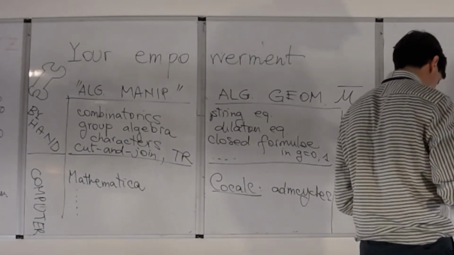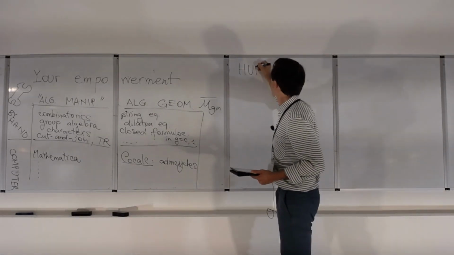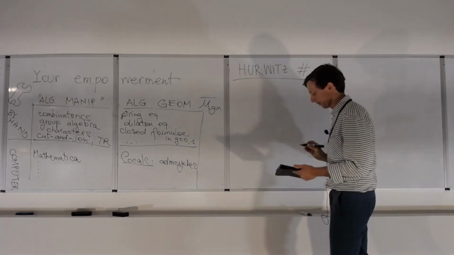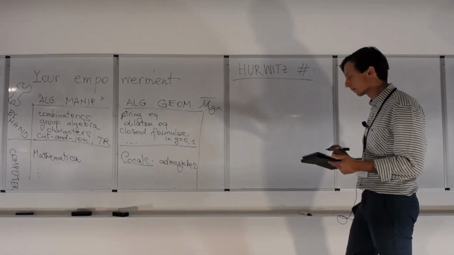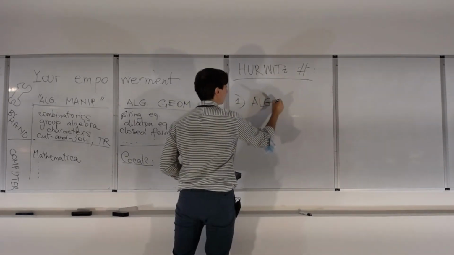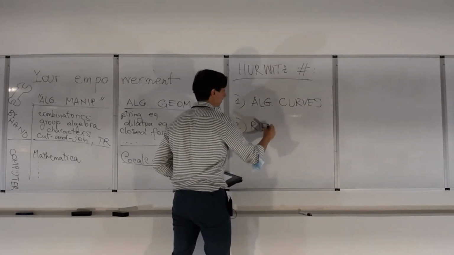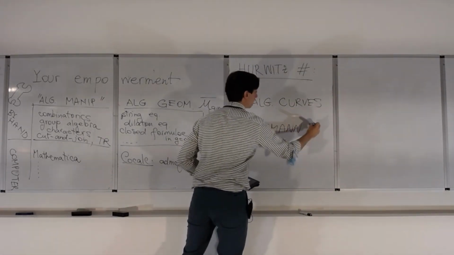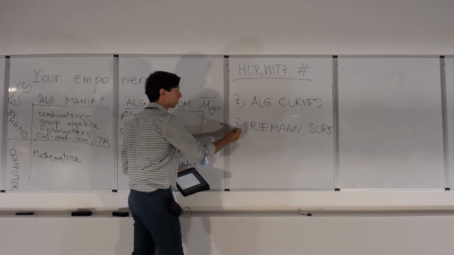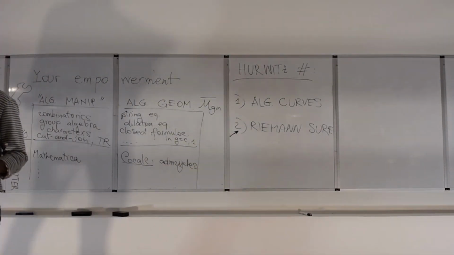So let's go with Hurwitz numbers now. Of course you have two approaches for this. You can either go with algebraic curves, or you can go with Riemann surfaces. We will be using this one. But for some exercises, some proofs, this one is handier, but generally it would be Riemann surfaces.